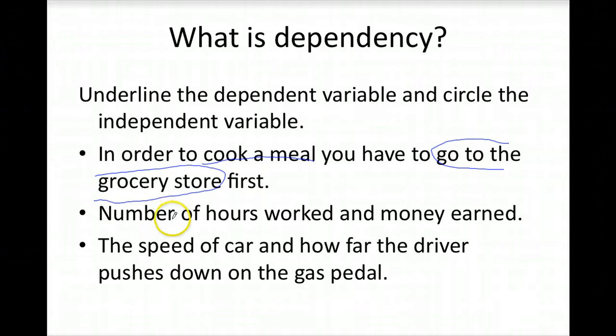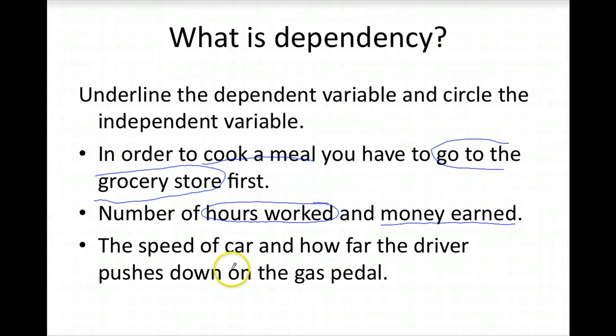In the following exercises, we are going to identify the dependent and independent variable. So once again, you're going to underline the dependent variable, and that depends on the completion of the independent variable. So we have number of hours worked and money earned. Now, how much money you earn depends on how many hours you work. So money earned is our dependent variable, hours worked is our independent variable.